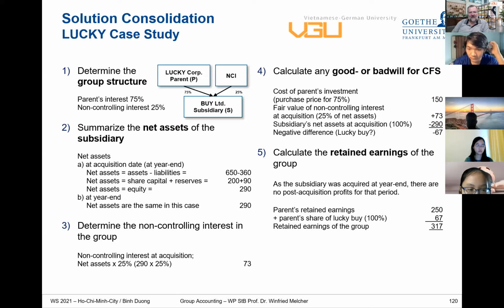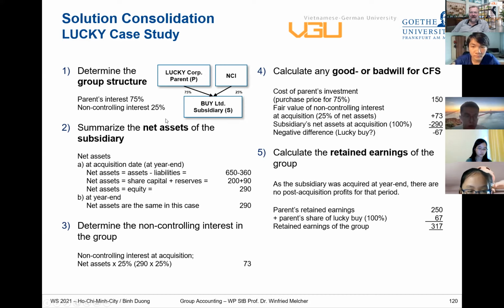All right, so welcome back to the course. We're all back from the lucky case study, and we will look now at the 5 workings. We determined the group structure. Lucky bought 75% of buy. So we have a non-controlling interest of 25%.